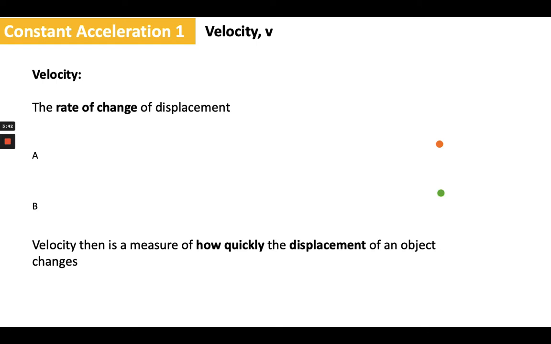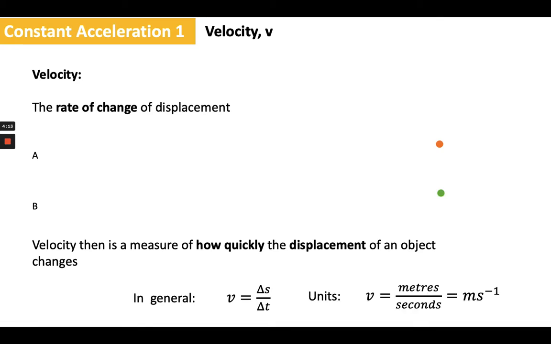In a formal mathematical sense, we'd write that as V equals delta S over delta T. This is a general formula, and we'll have more specific ones in a future video. Delta S is a change in S. This capital delta means change in, so it's the change in S over the change in time. So change in displacement over change in time. That's a formal mathematical way of writing this sentence, that velocity is the rate of change of displacement.